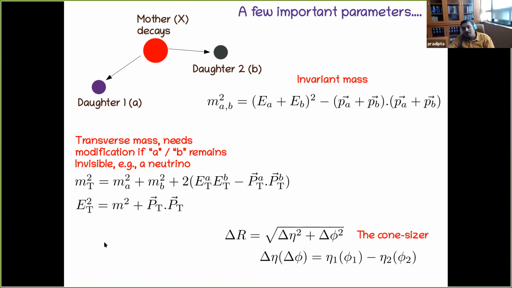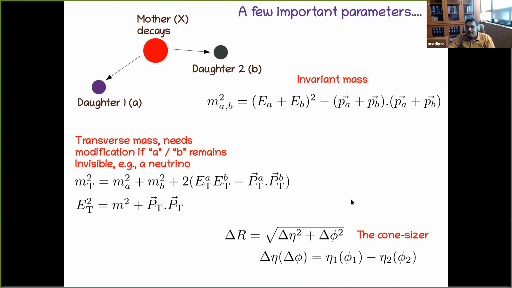In the same way, you can also define something called the transverse mass. Of course, these definitions are valid if we assume that both the particles A and B, the daughter particles, are detectable and not invisible, unlike neutrinos or some stable dark matter particle which escapes detection. There you have to redefine your parameter, and you go to more complicated variables like M2 and things like that. I'm not going to go into detail.